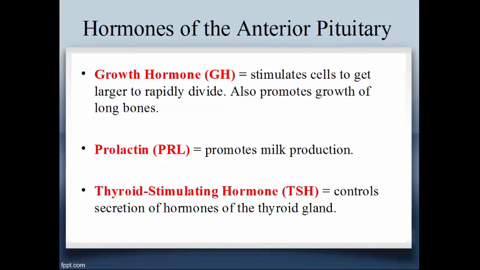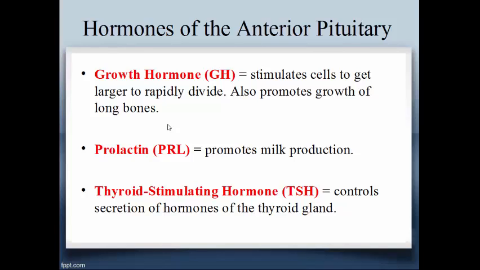The first one, growth hormone, also labeled as GH. This will stimulate cells to get larger and to rapidly divide. This is how you get from the newborn baby size to an adult size. This is how you get bigger, which is kind of what the name of the hormone tells you it's doing. It's growth hormone. And also for a lot of these, you'll see the abbreviation listed after its name. It's perfectly fine to use either the abbreviation or the full name. They are interchangeable.